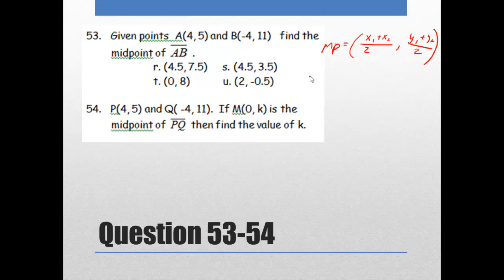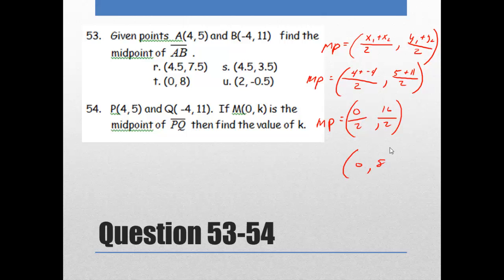Alrighty, so our midpoint is x1, 4, plus x2, so 4 plus negative 4 over 2. And y1, 5 plus 11 over 2. So our midpoint is 4 plus negative 4 is 0, and 5 plus 11 is 16 divided by 2, and our midpoint is going to be (0, 8). Bam!